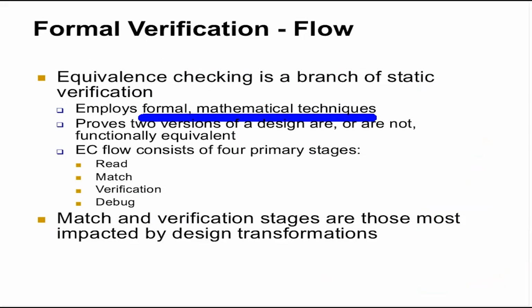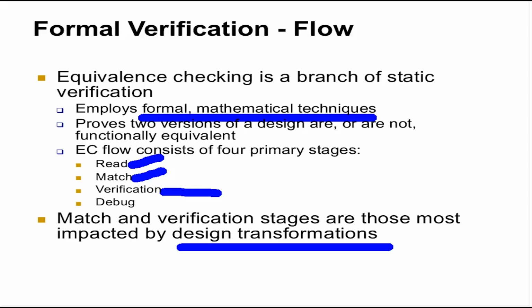The flow is: read in the design, match. The matching process makes sure that, there is something called a compare point, we will look at it afterwards, all the compare points are matched between the two designs, the reference and the implementation. Only after matching has completed, it verifies. Verification is the part where it will compare the logic. And then if you have any register or any output which is showing as functionally not equivalent, the tool also provides you ways to debug the problem. Right? Matching and verification stages are the most important. Those are most impacted by design transformation. We'll look at what design transformations are.